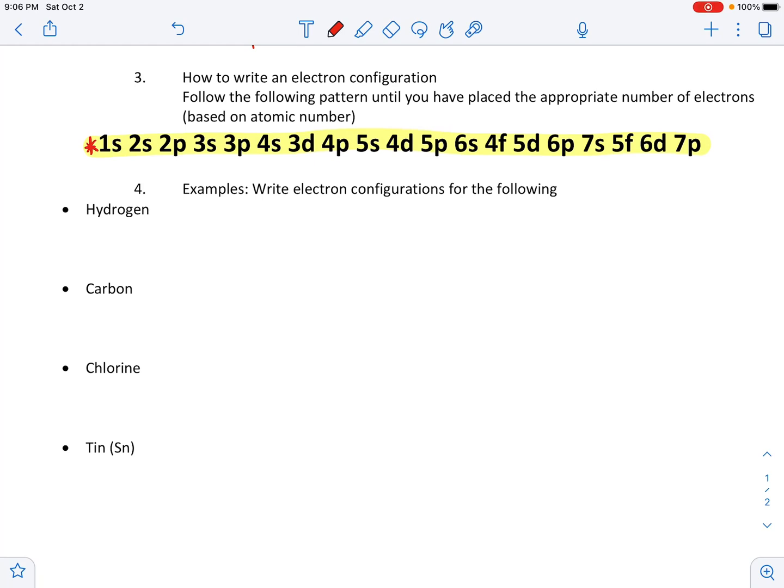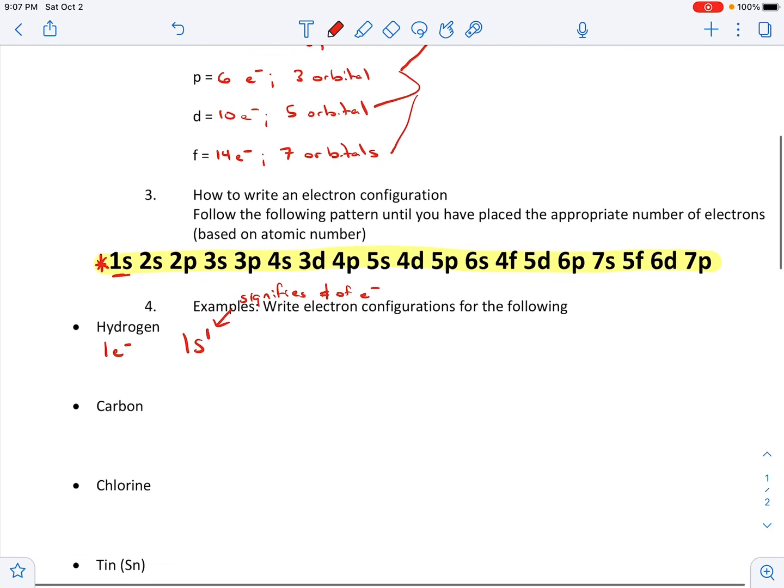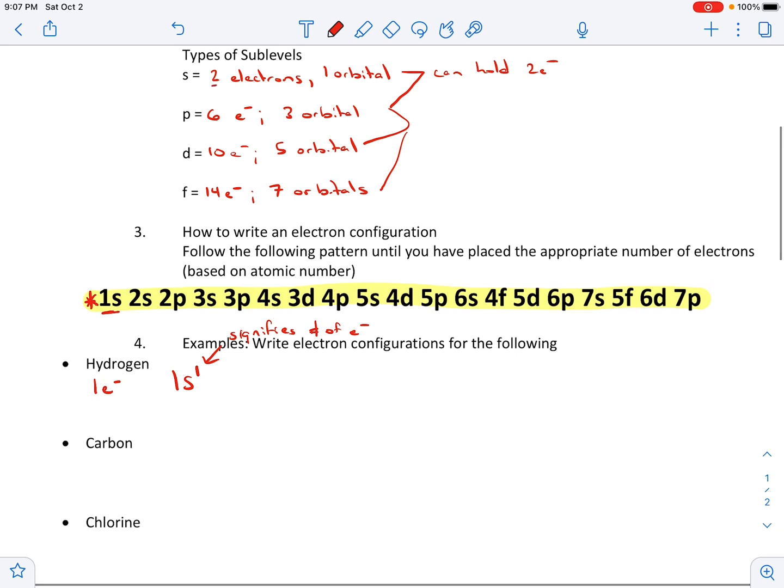So we look at hydrogen. Hydrogen has an atomic number of 1, so it has 1 electron to place. This is going to be fairly easy. We're always going to start right here. So we're going to say 1s1. This 1 up here signifies how many electrons we have in that sublevel. All right. So since s can hold up to 2, we only needed to place 1. So we were okay there.